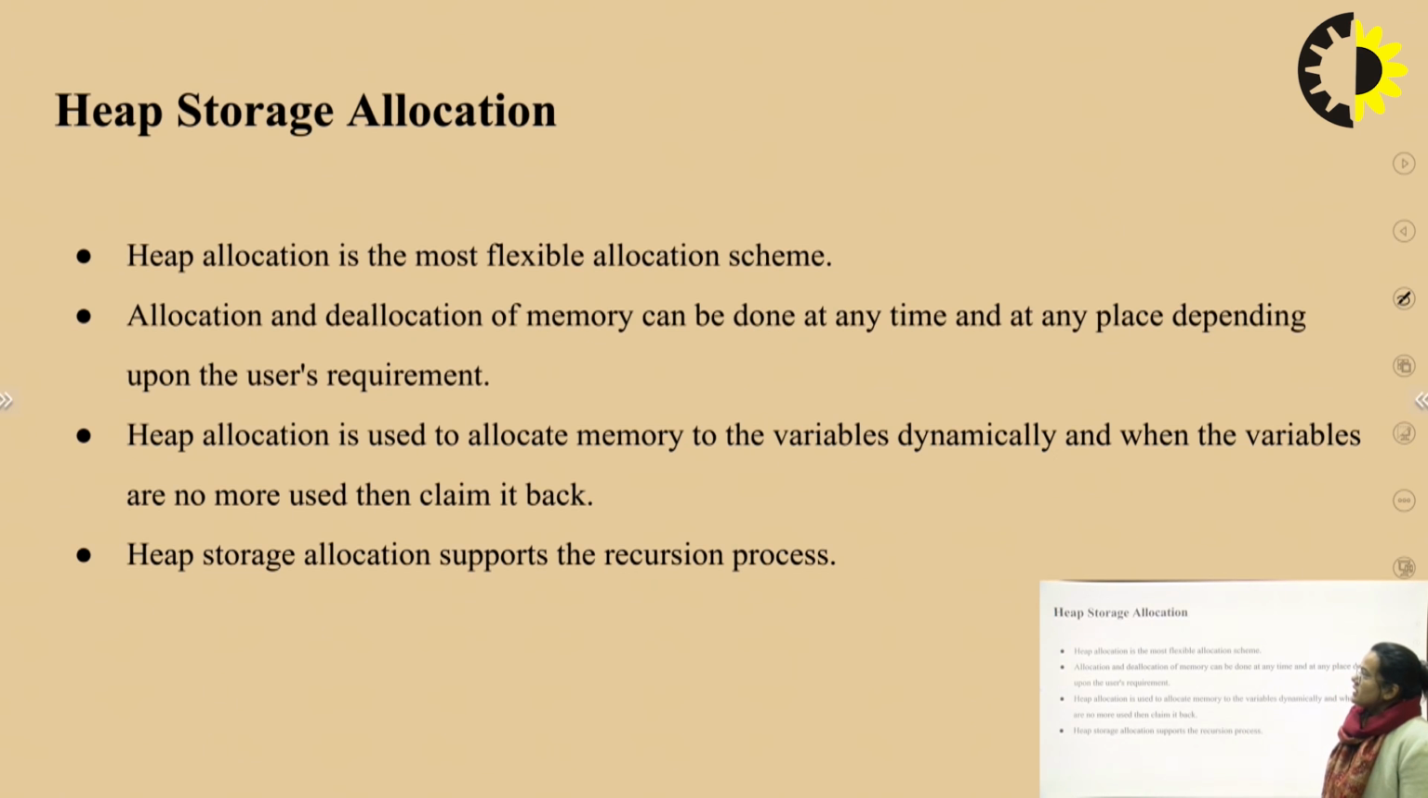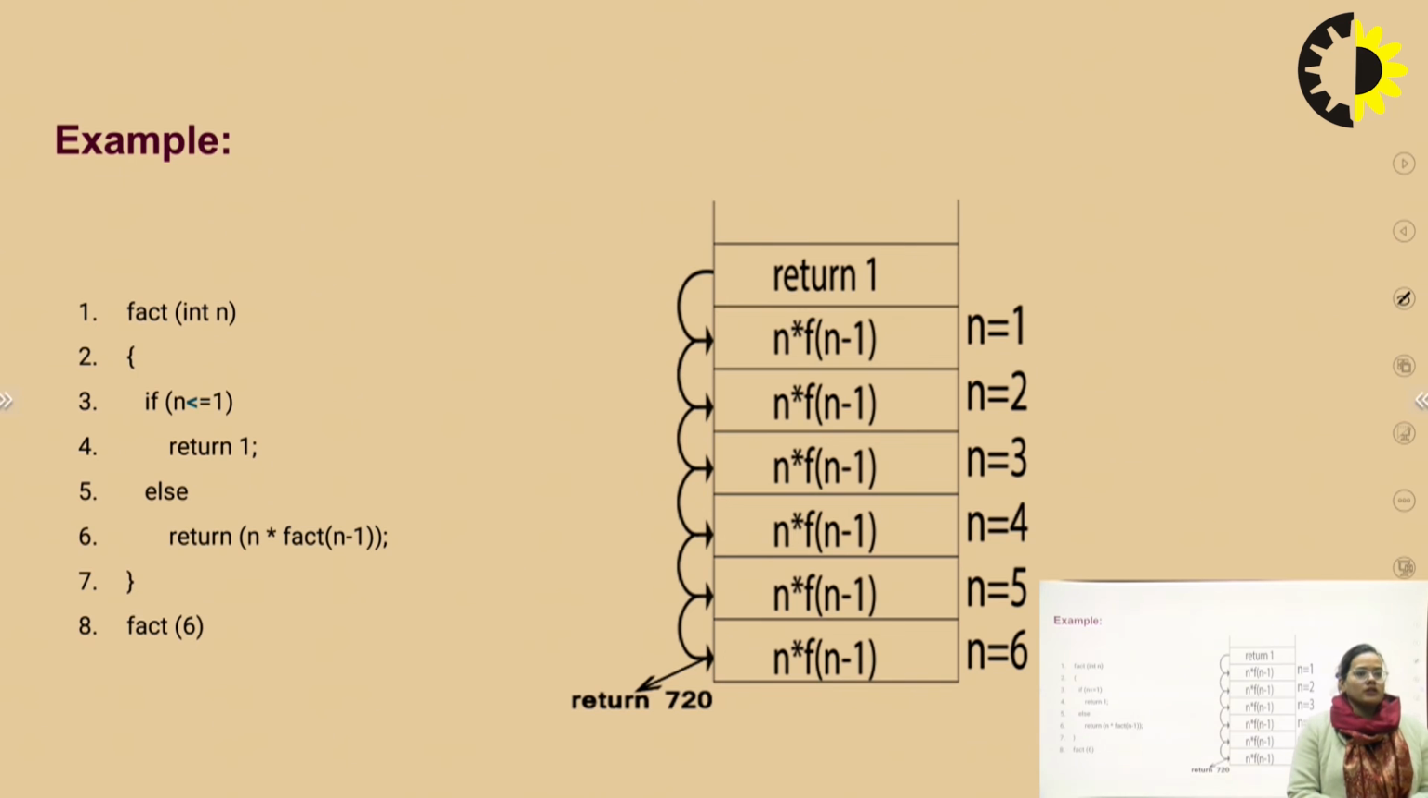Now, last is heap storage allocation. Heap storage is the most flexible allocation scheme. Allocation and deallocation of memory can be done at any time and at any place depending upon the user requirement. Heap allocation is used to allocate memory to variables dynamically, and when the variables are no more used, then claim it back. Heap storage allocation supports the recursion process.